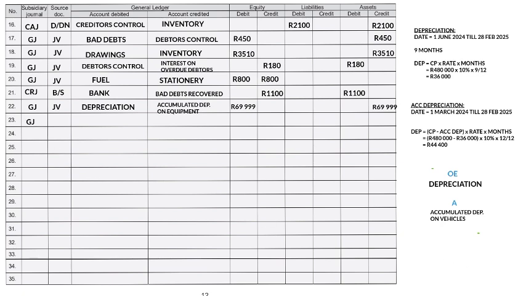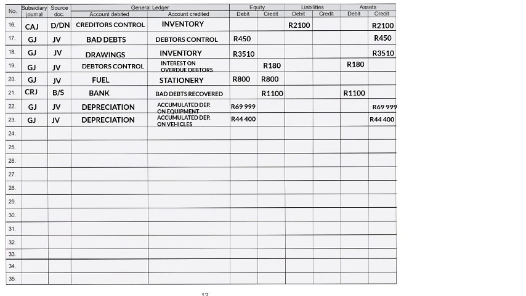The journal used is the general journal. The source document is the journal voucher. Account to be debited is depreciation. Account to be credited is accumulated depreciation on vehicles. The amount is 44,400 to be debited in equity, and 44,400 to be credited under assets.